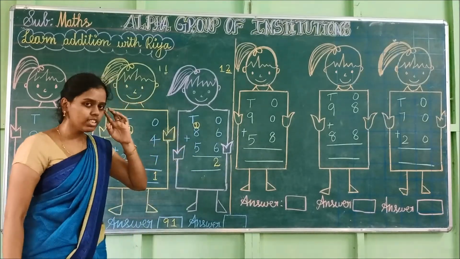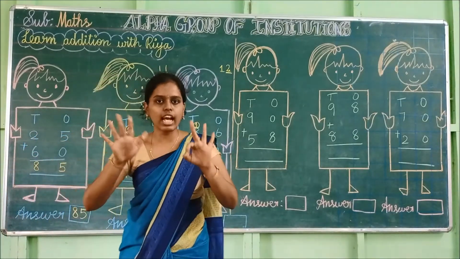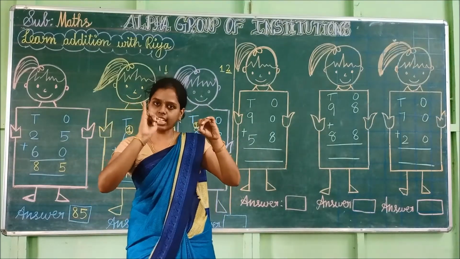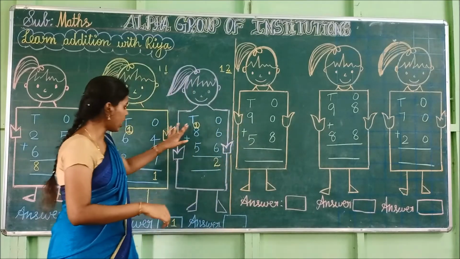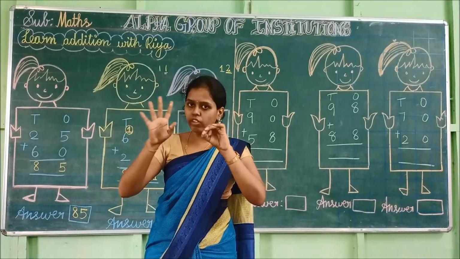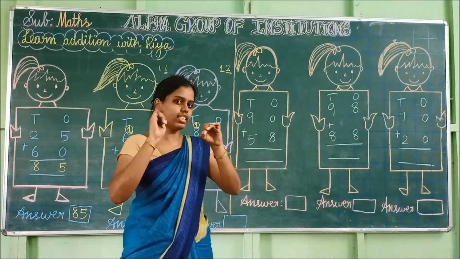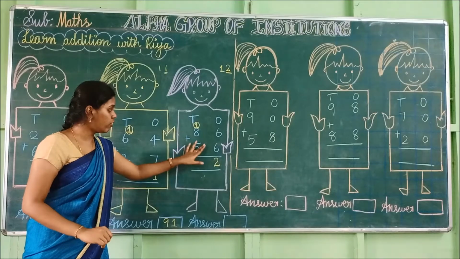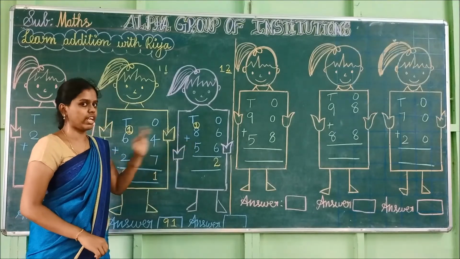So, 1 in the mind, take 8 in the fingers. After 1, 2, 3, 4, 5, 6, 7, 8 and 9. So, 9 is the answer. After this, we are having another number called 5.